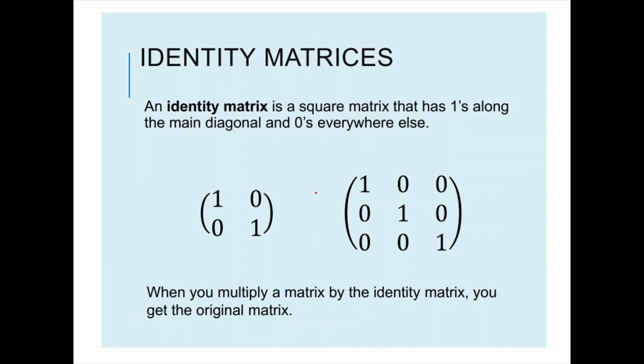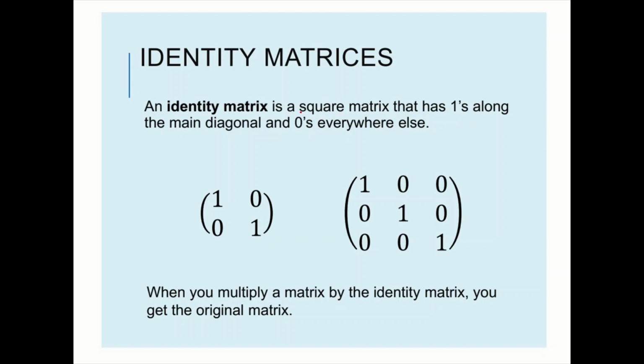Okay, now in the following discussion, we are going to talk about identity and also some introduction about the inverse matrix. Okay, so what is the identity matrix? Identity matrix is a square matrix that has ones along the main diagonal and zeros everywhere else. So in this case, the identity matrix actually needs to satisfy two conditions.